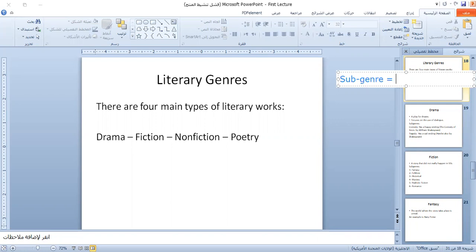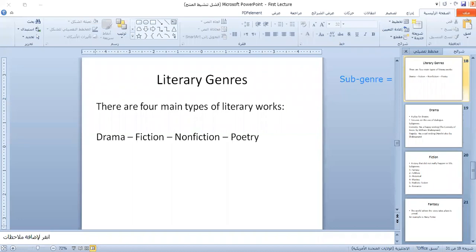The two main subgenres of drama are comedy and tragedy. Comedy has a happy ending and tragedy has a sad ending. The most famous plays by Shakespeare are the Comedy of Errors and the tragic Hamlet. Hamlet can be considered a tragedy.